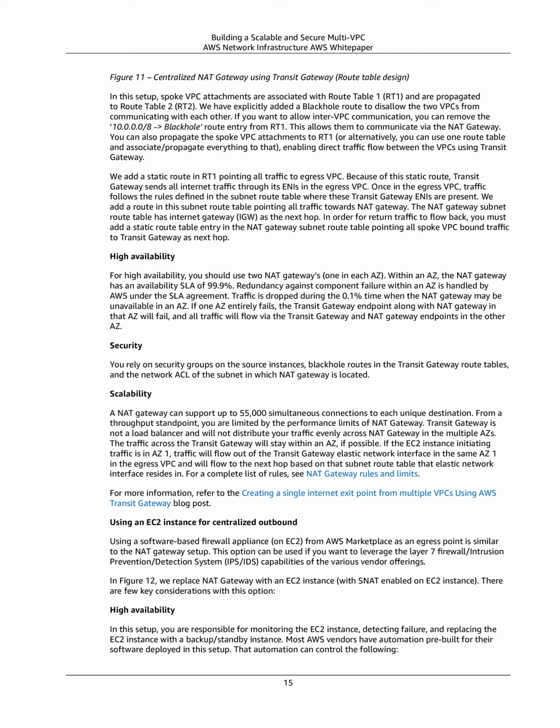Figure 11, centralized NAT gateway using transit gateway, route table design. In this setup, spoke VPC attachments are associated with route table 1, RT1, and are propagated to route table 2, RT2. We have explicitly added a black hole route to disallow the 2 VPCs from communicating with each other. If you want to allow inter-VPC communication, you can remove the 10.0.0.0/8 -> black hole route entry from RT1. This allows them to communicate via the NAT gateway.